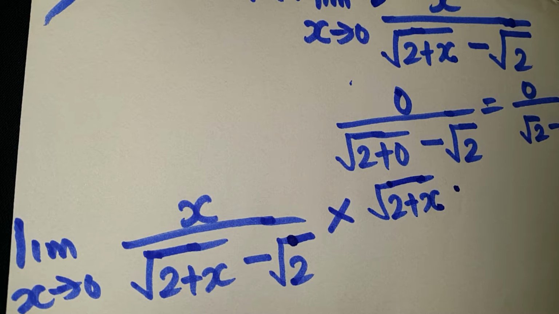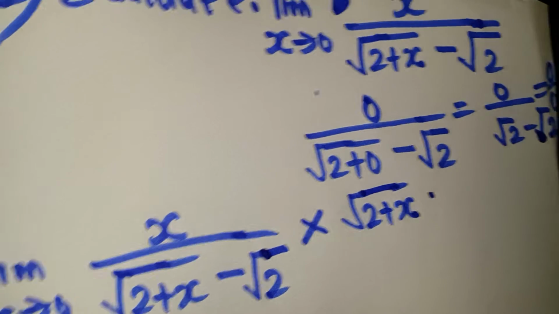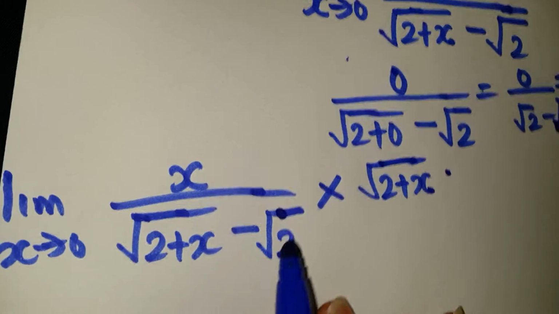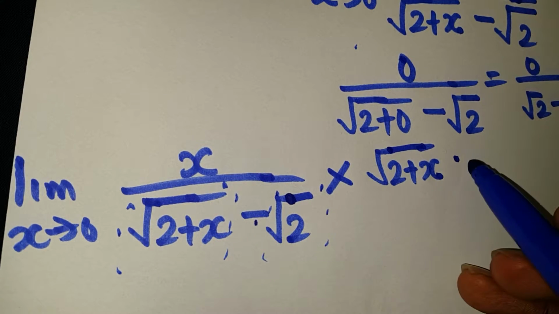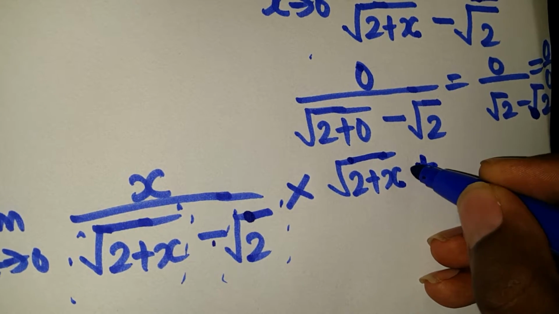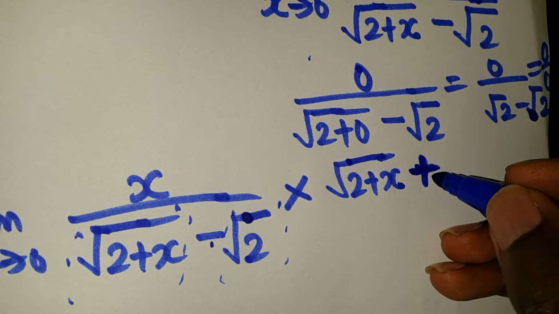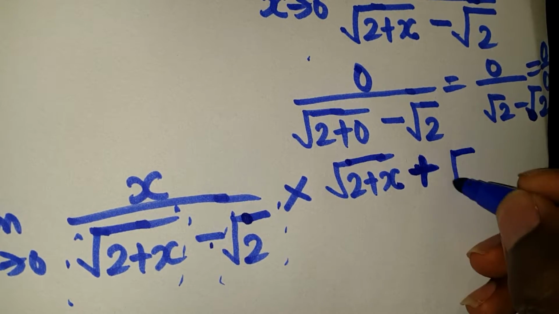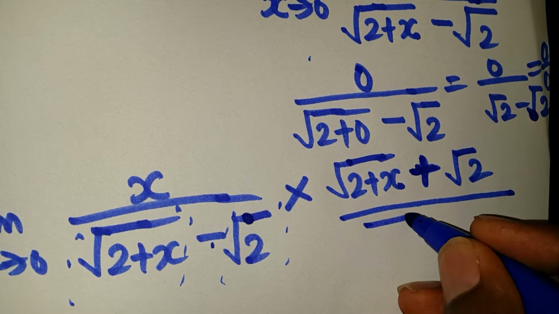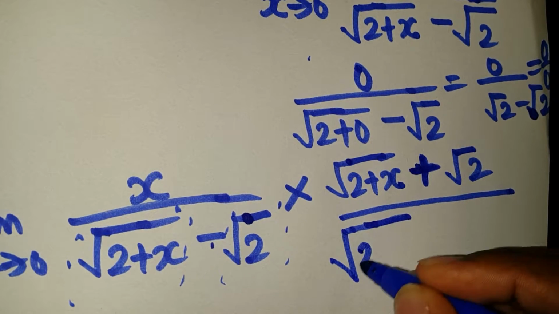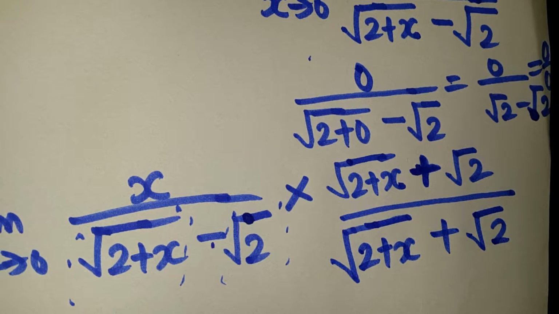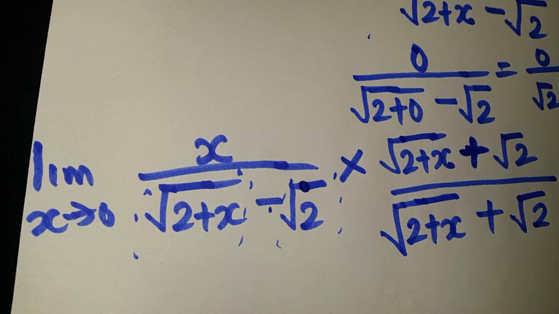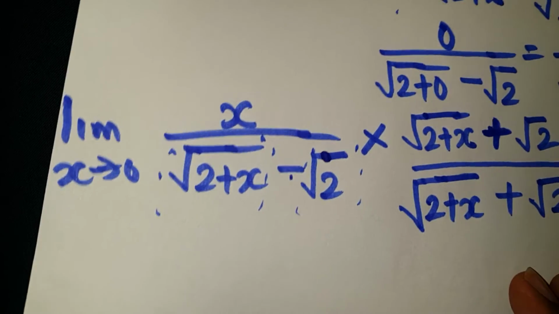Then I told you in the previous video that the sign will change. What is separating them is negative, so we'll be using positive here. You have to flip the sign. Positive root 2, divided by root 2 plus x plus root 2. So this is what we will have here.